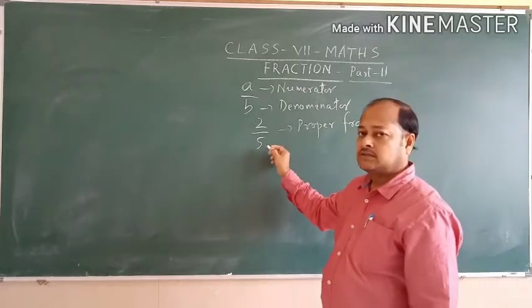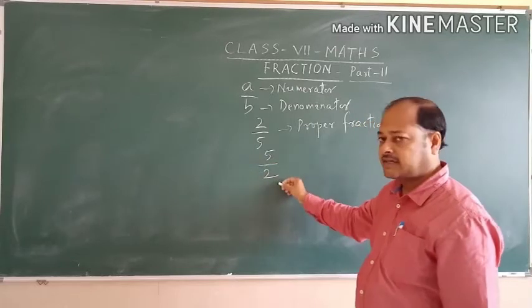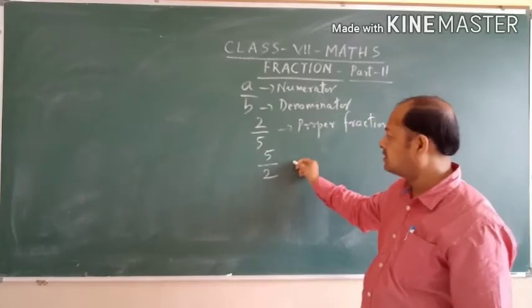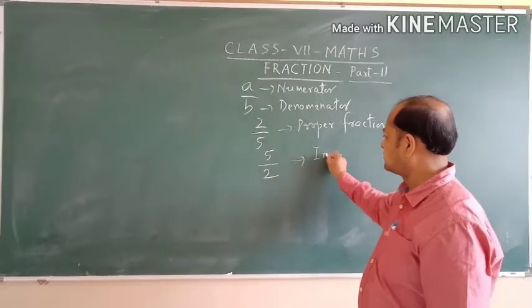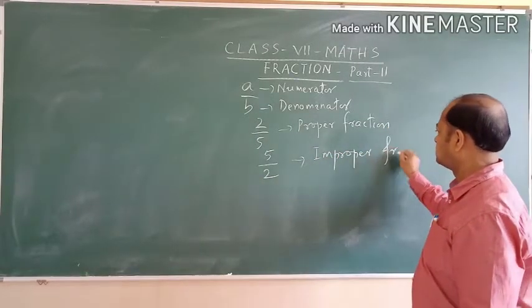And sometimes the numerator becomes bigger than the denominator. In this case, the numerator is bigger than the denominator, so it is called an improper fraction.